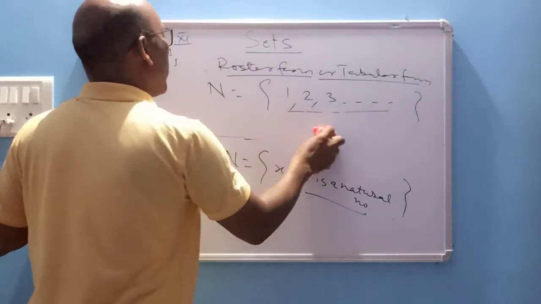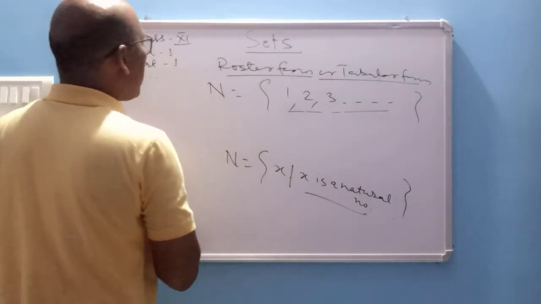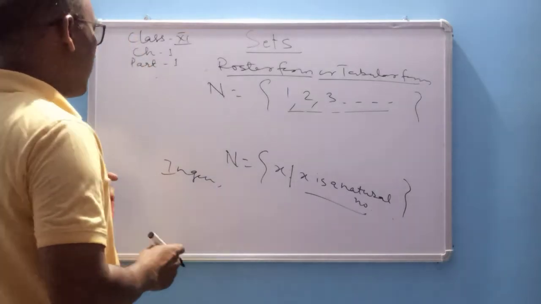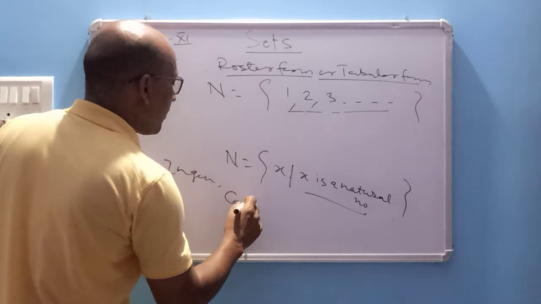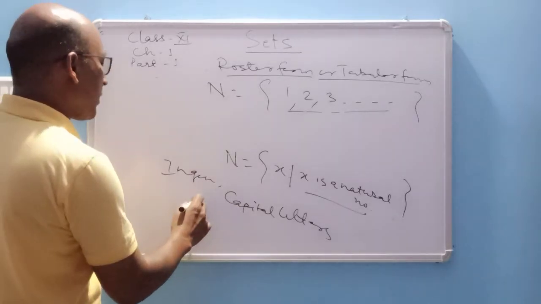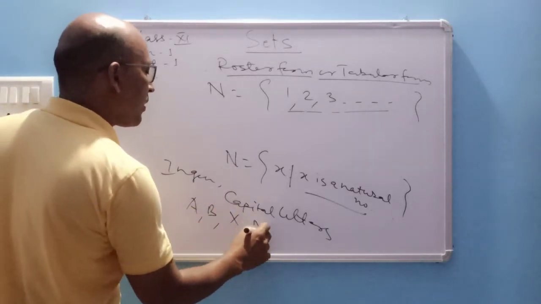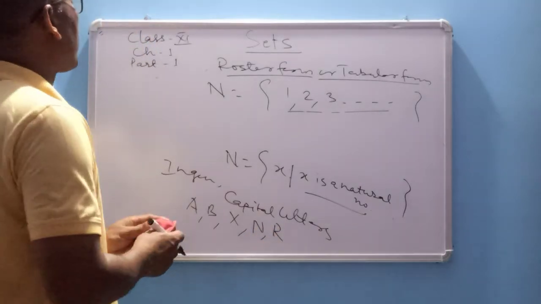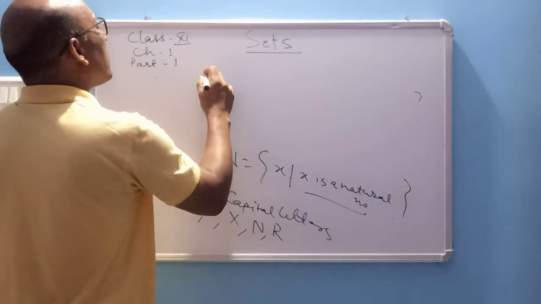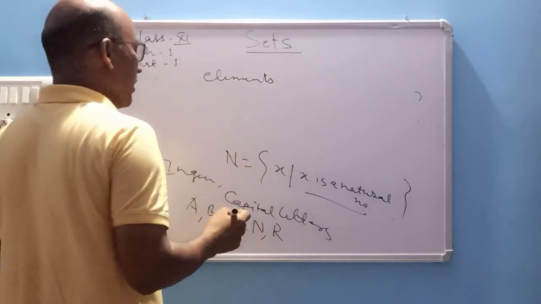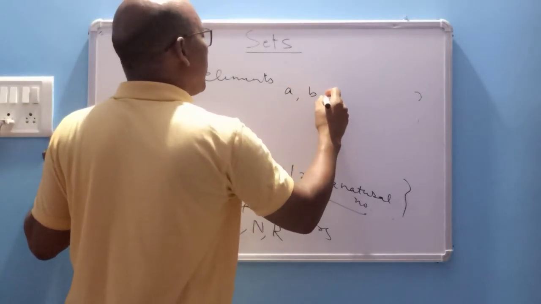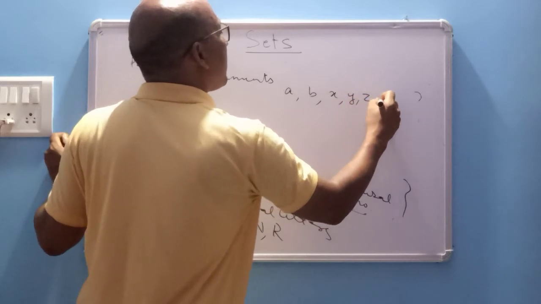Now, there is one more point: in general, sets are represented by capital letters, for example A, B, S, N, R, etc. Whereas the elements or objects of the set are in general represented by small letters, for example a, b, x, y, z, etc.